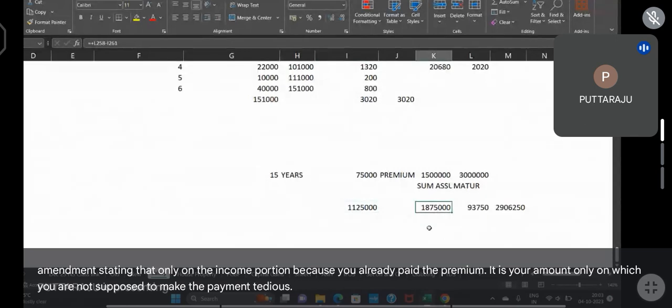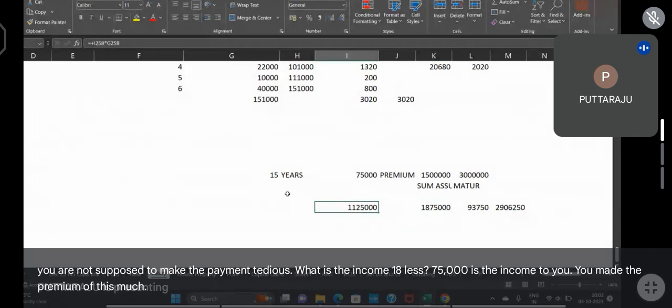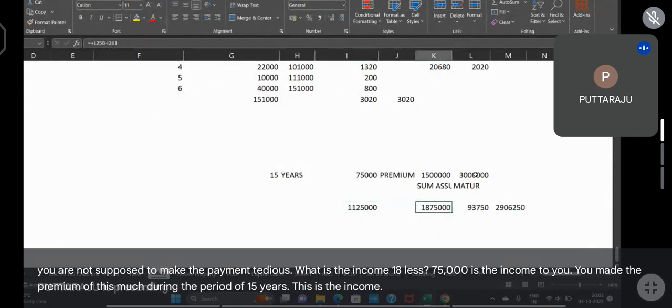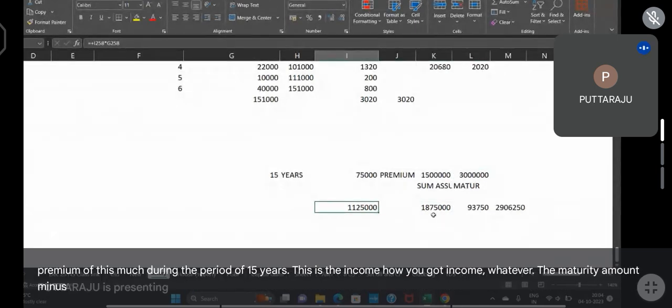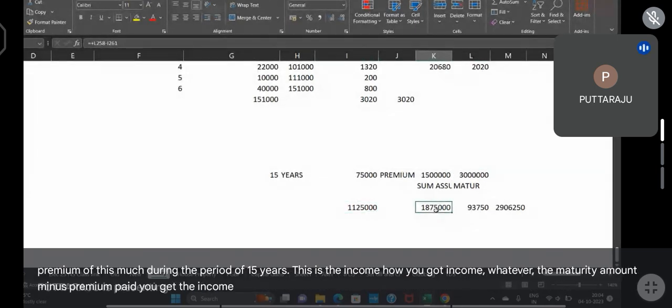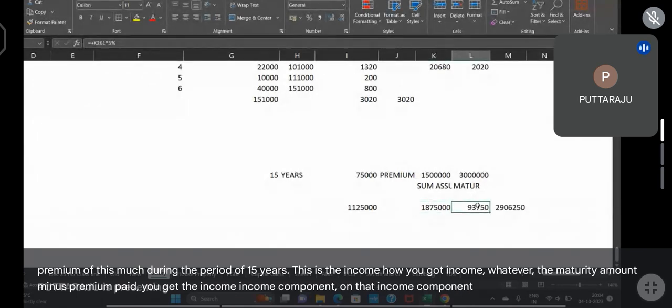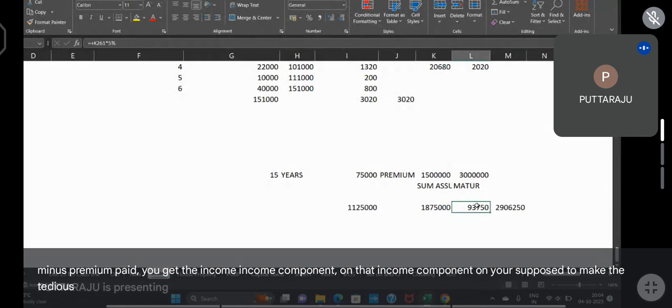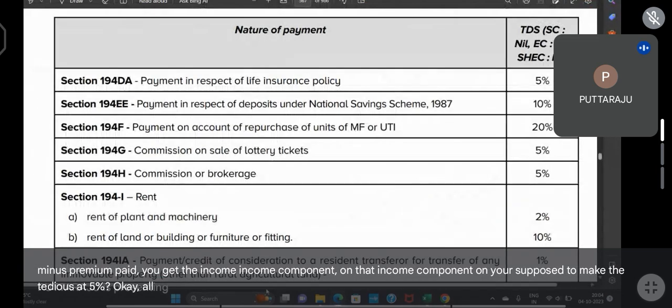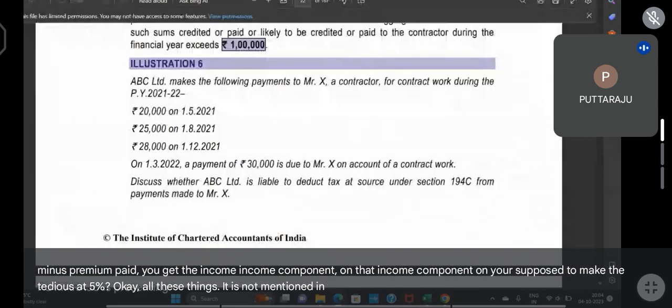What is the income? 18,75,000 is the income to you. You paid the premium of this much during the period of 15 years. How did you get the income? Whatever the maturity amount minus premium paid, you get the income component. On that income component only you are supposed to make the TDS at 5%. Okay. All these things are not mentioned in your study material.